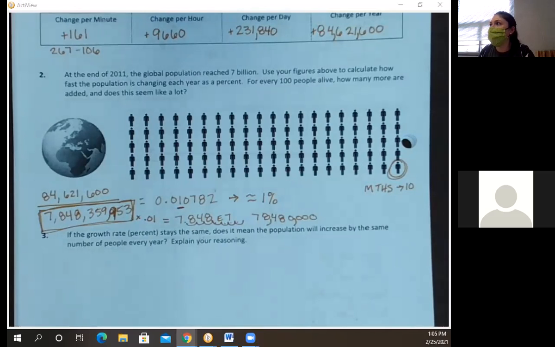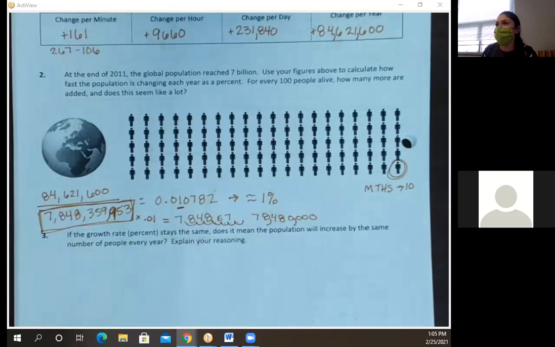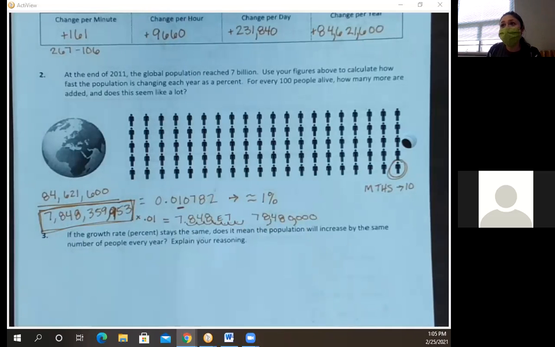Does that seem like a lot of people to add in a year? Yeah. New York City has a population of 8.4 million. So we're adding several New York cities to the world. There are countries that have populations smaller. That's a lot. Now, granted, these people are spread throughout the planet, but that's still a lot of people when you just look at the numbers.